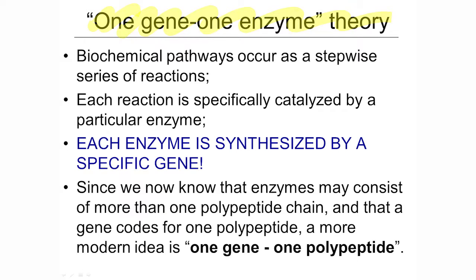It's huge. So basically the summary of it is that biochemical pathways tend to occur as a stepwise series of reactions. Each reaction, this part's not revolutionary, right? Each reaction is specifically catalyzed or facilitated by a very definite enzyme. And the culmination here of what we want to get across, and what they wanted to get across, is that each enzyme is synthesized somehow, we're going to have to get to the how later, by a specific gene.